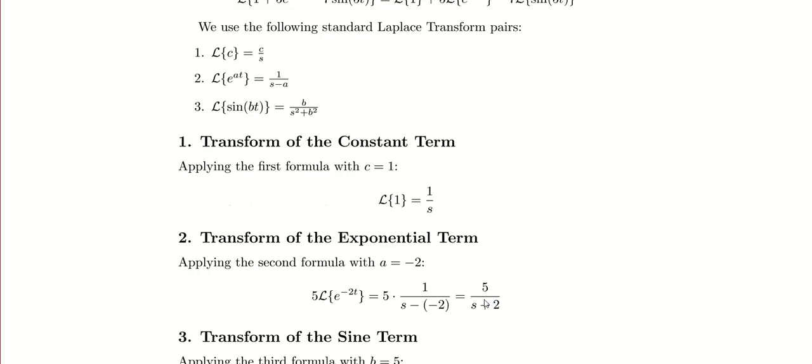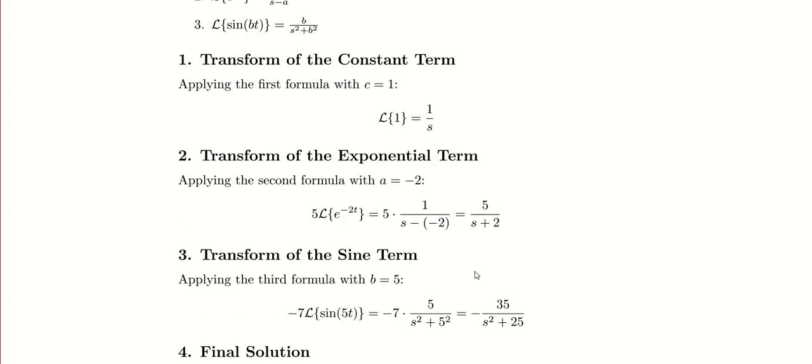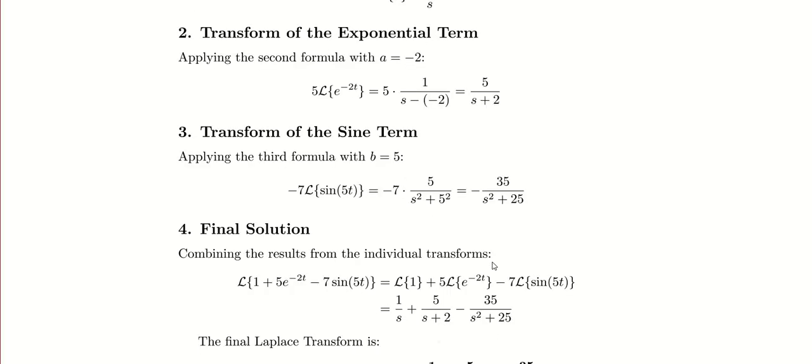Finally, we're going to look at the sine term. We have Laplace transform of negative 7 sine 5t. The negative 7 comes outside. And here b is going to be 5. So it's negative 7 times 5 over s squared plus 5 squared. And that simplifies to negative 35 over s squared plus 25.